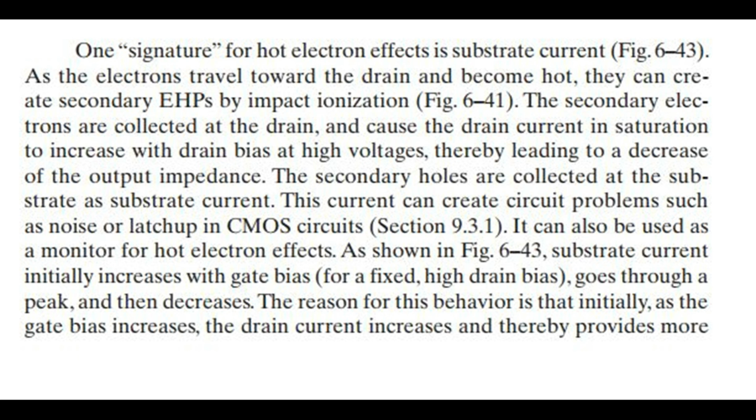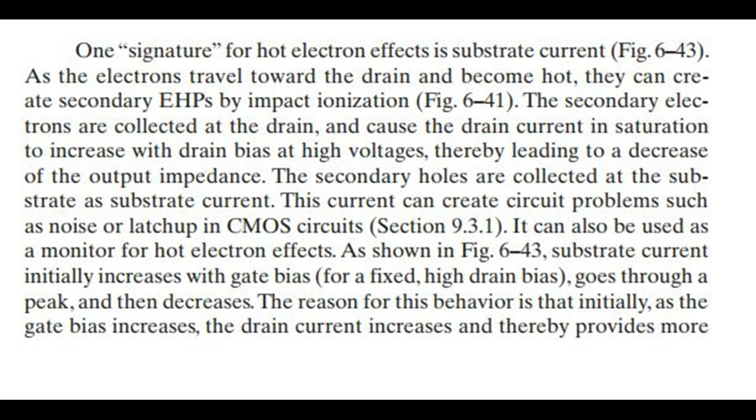As the electrons travel toward the drain and become hot, they can create secondary electron-hole pairs by impact ionization, Fig 6-41. The secondary electrons are collected at the drain, and cause the drain current in saturation to increase with drain bias at high voltages, thereby leading to a decrease of the output impedance. The secondary holes are collected at the substrate as substrate current. This current can create circuit problems such as noise or latch-up in CMOS circuits, section 9.3.1. It can also be used as a monitor for hot electron effects.